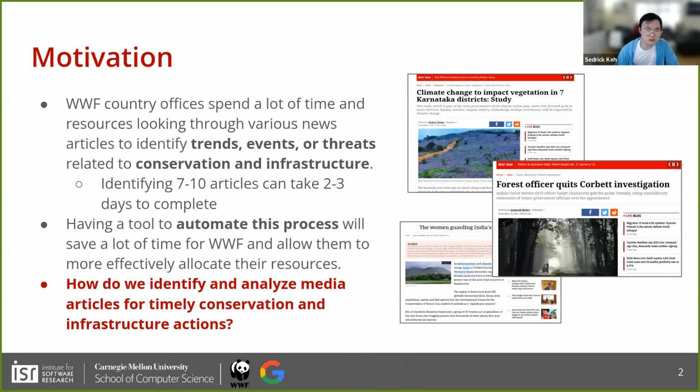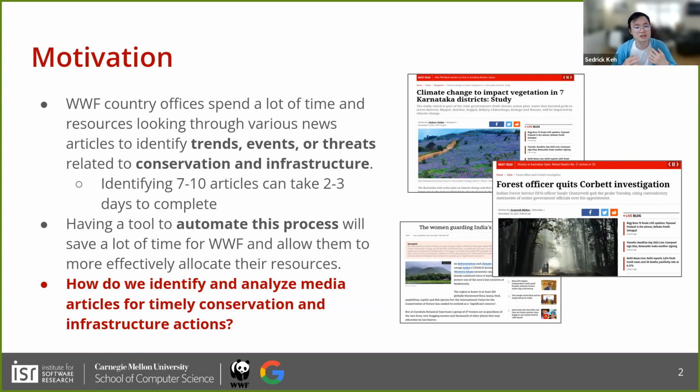To start, I'd like to talk about an issue WWF country offices are facing. They spend a lot of time reading through news. They read through news to identify trends, events, or threats related to conservation and infrastructure. And this process from start to finish, from selecting articles to reading the articles to extracting insights from the articles, takes a lot of time. Identifying 7 to 10 articles can take around 2 to 3 days for a person to complete.